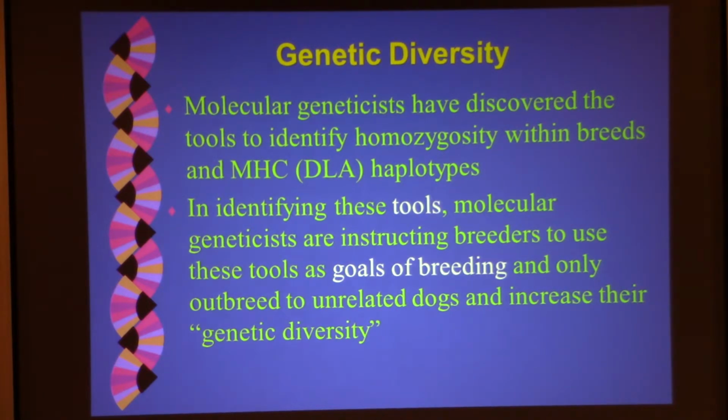Genetic diversity, just real quickly here, they're looking at the major histocompatibility complex, or the DLA, or the immunity genes, and they say, well, you need to have as many of those as possible, which is a nice theoretical thing. But the bottom line is that every single immune-mediated disease or autoimmune disease is caused by a specific gene or a specific group of genes. It has nothing to do with their homozygosity or heterozygosity, and it has nothing to do with how many different immune genes or DLA haplotypes occur in your breed.